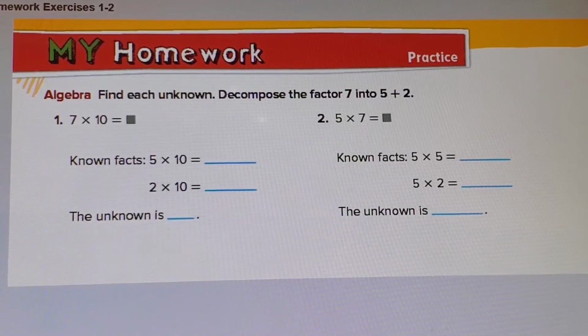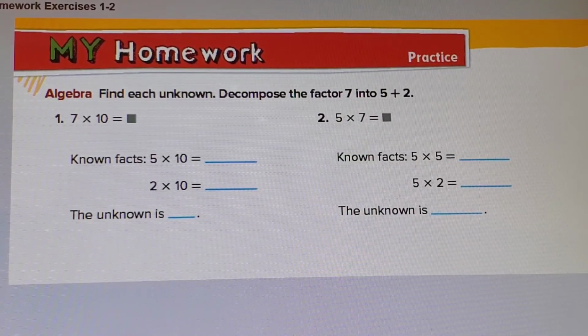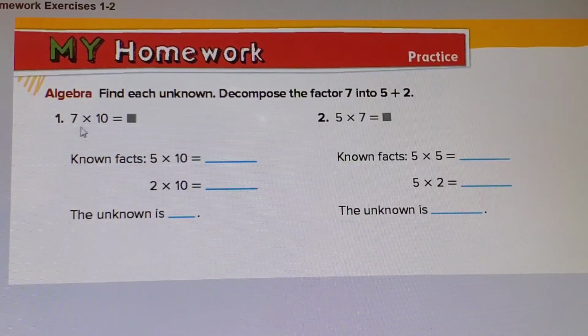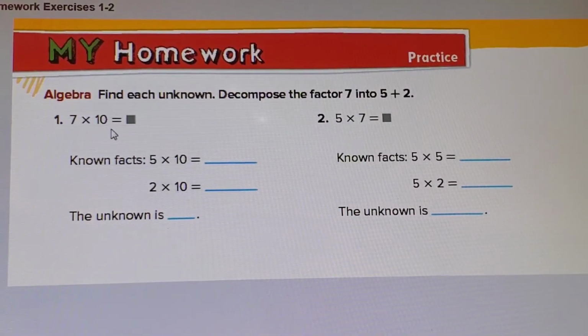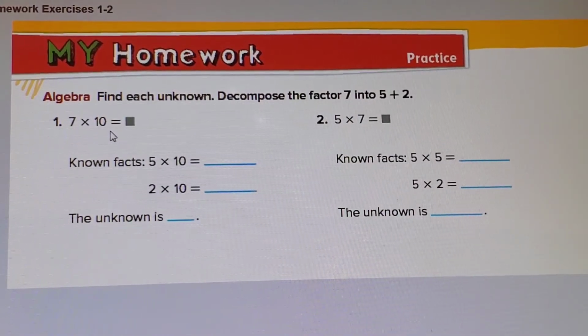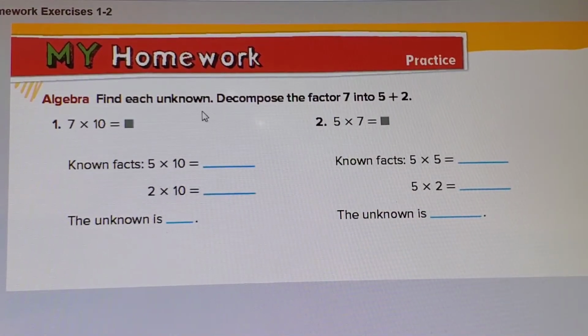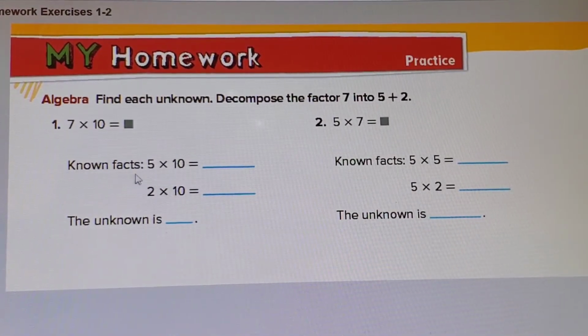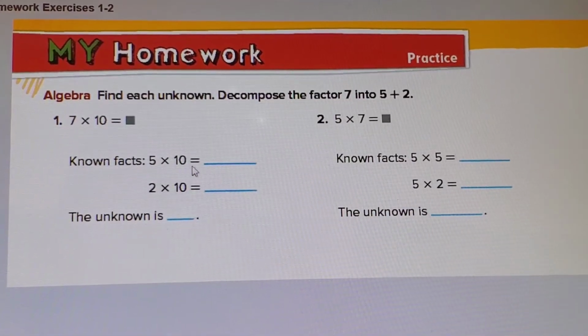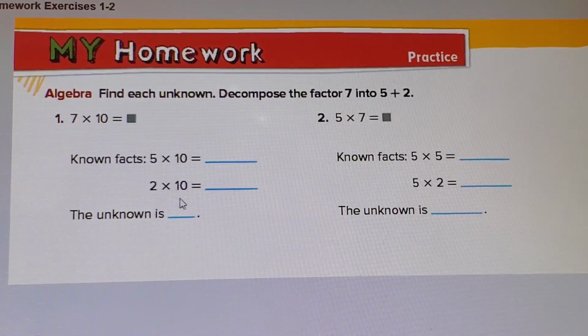Decompose the factor 7 into 5 plus 2. So on number 1, you have 7 times 10. Now, because we've studied this, I know you already know that, but we're going to go through what they're asking us to do. Known facts: 5 times 10, 50. 2 times 10, 20. 50 plus 20 equals 70.